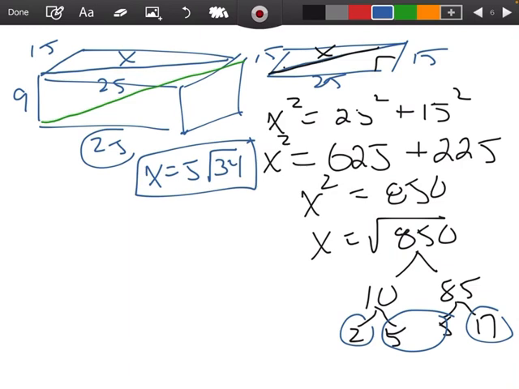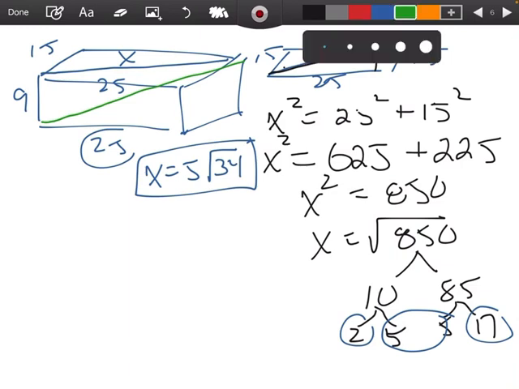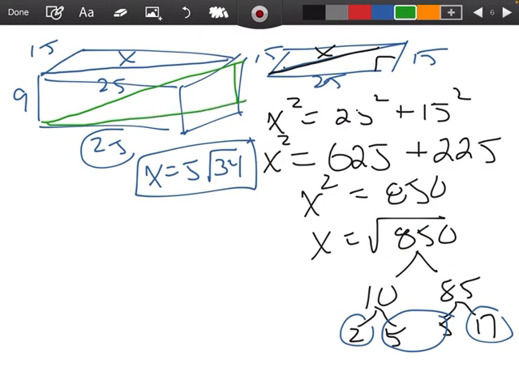All right, now, let's see if we can find the value of y, okay? So y'all, for the value of y, I'm thinking about this triangle that looks kind of like this, okay? So this bottom piece here, that's still my x. That's my 5 square root of 34. And this piece right here is my 9, okay? And here's my right triangle, okay?